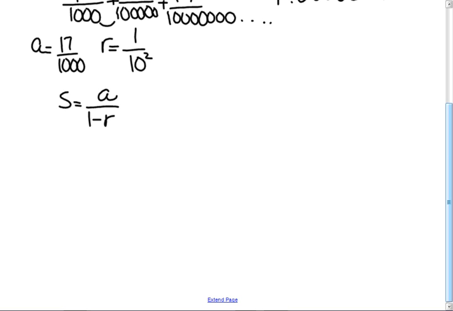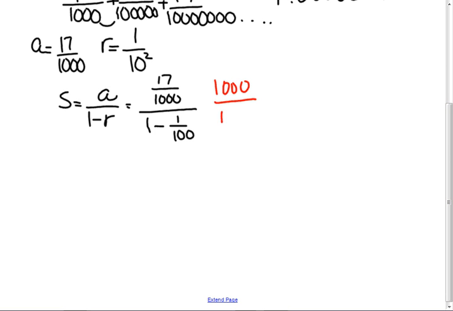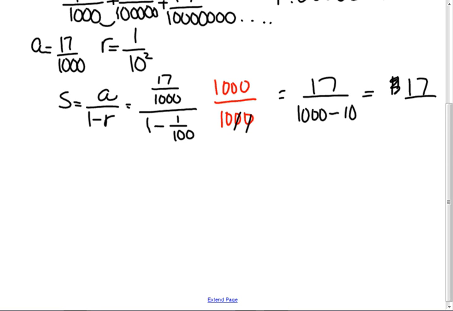Is my R value between 1 and negative 1? Yeah. So it's 17 over 1,000 over 1 minus 1 over 100. What do you want to multiply by? Bigger. How about 1,000? Because I want the thousands there to go. I don't want any of this stuff. So that's equal to 17, and that's 1,000 minus 2 zeros cancel, 10. So 17 over, oopsie, 17 over 990.